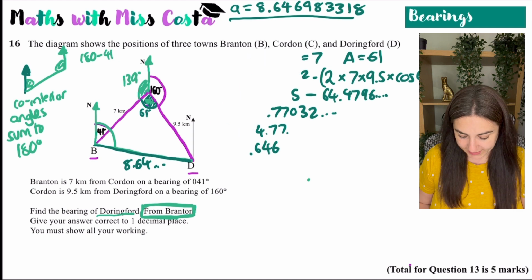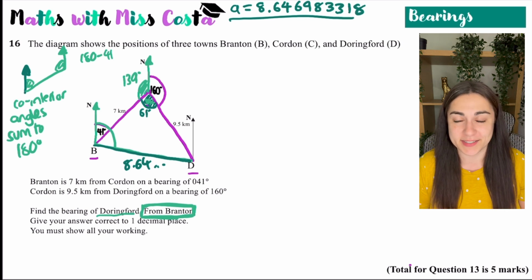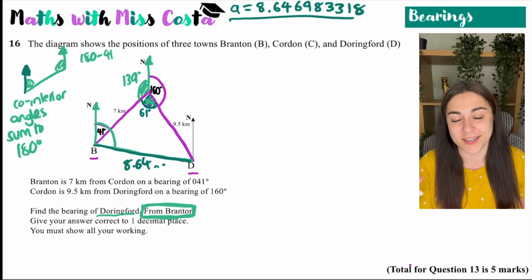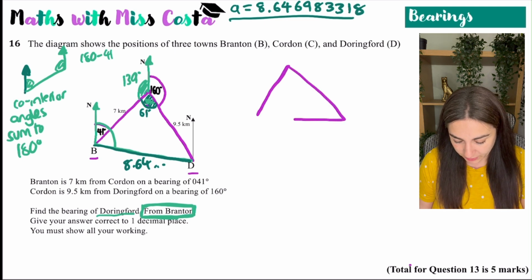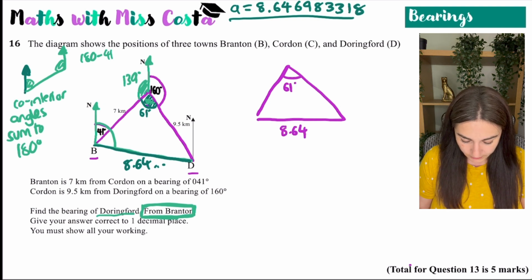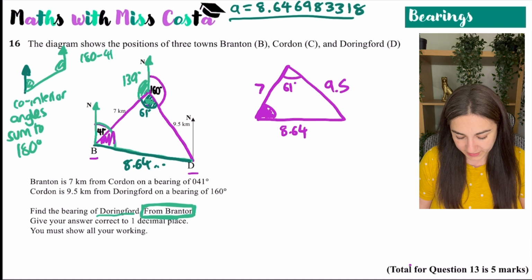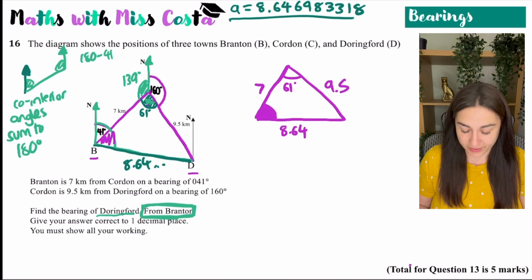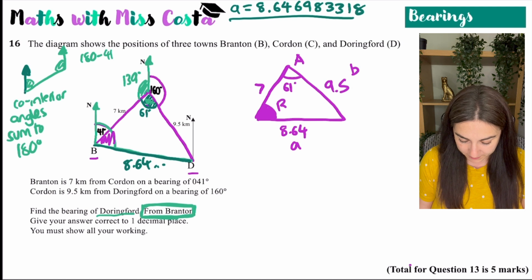Now, once again, I've got the same triangle, and because it's a tricky question, and a question similar to this appeared as the last question on one of the papers, this is not an easy question, but I just wanted to throw it in there because it's important. So let's have a look at what we know now. We know that this is 61. We know this is 8.64. We know that this is 9.5 and that this is 7. And this angle here is the angle that I'm after, because if I know what that is, I can work out what the bearing is. So let's label it again. We can keep this as it was. I can't remember if this was little b or big B, but it doesn't matter.